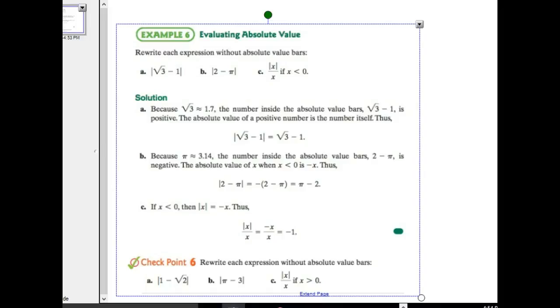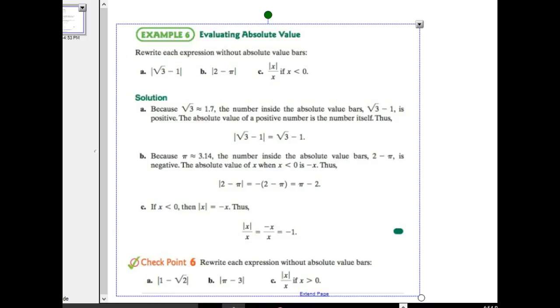Hello, we're going to spend another section. This is lesson P-1, or the prerequisite chapter. It's on page 10. This is example 6. We're going to rewrite each expression without the absolute value bars.